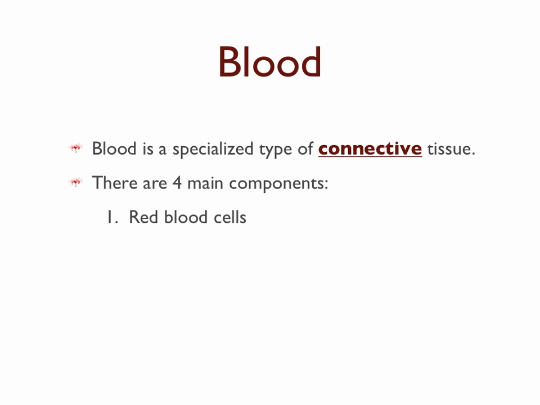The second main component of blood are white blood cells. Also called leukocytes, white blood cells are the cells of the immune system. The third main component of blood are platelets. Also called thrombocytes, platelets are cell fragments that are necessary for blood clotting.